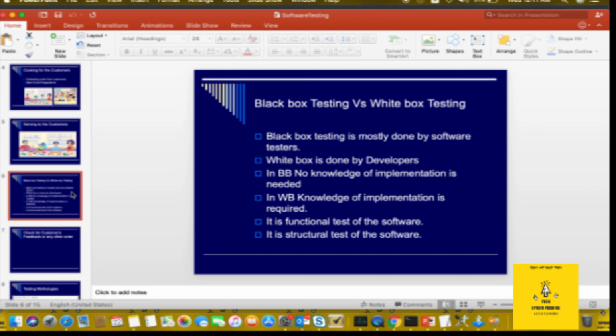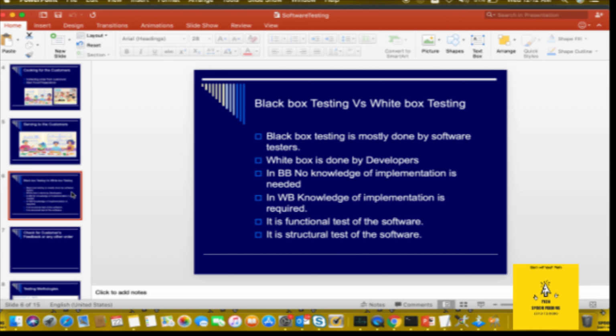The developer has done the testing, right? That testing is called white box testing, and the tester has done the testing, that is called black box testing. Yes, what is this naming convention? For white box testing, mostly developers will do it, and they require programming knowledge. Whereas in black box testing, the test engineer has to do the testing and they don't require programming knowledge.